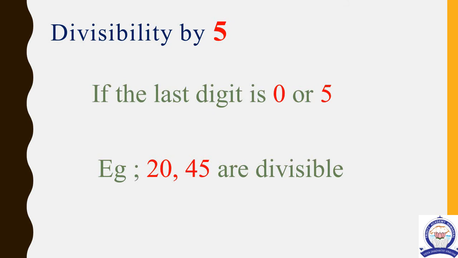Divisibility by 5. If the last digit is 0 or 5, that number is divisible by 5. For example, 20. The last digit is 0. Next example, 45. The last digit is 5. So, if the last digit is 0 or 5, that number is divisible by 5.